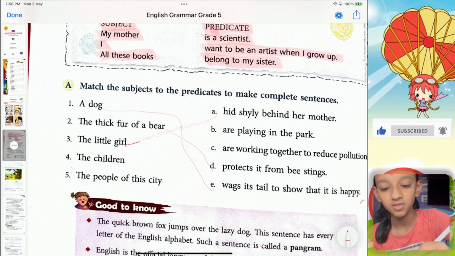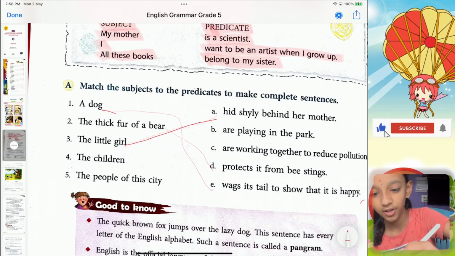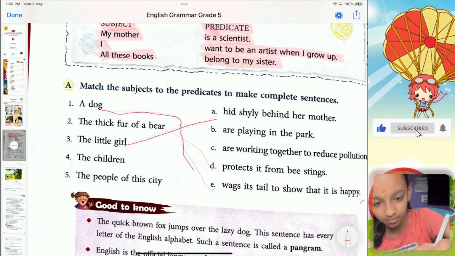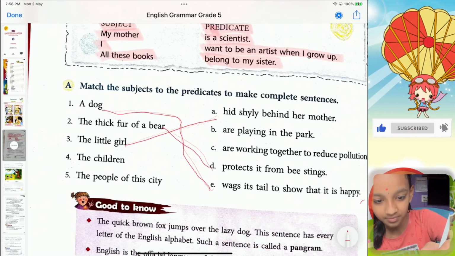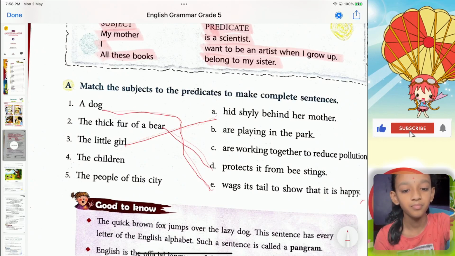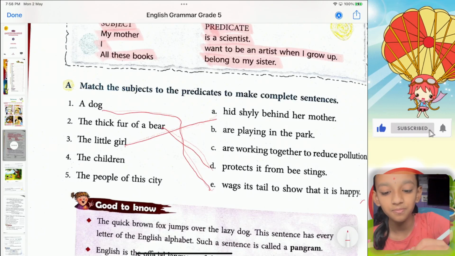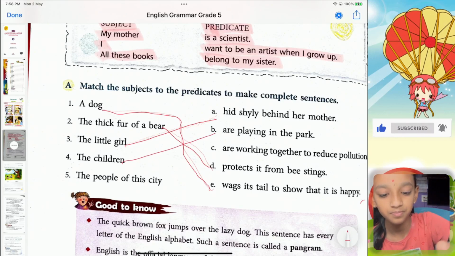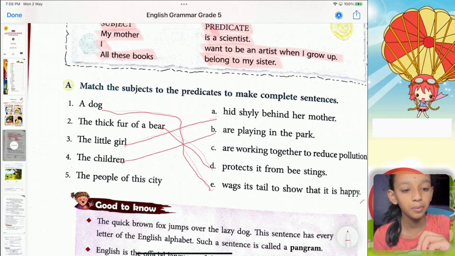Just do these one more time. Okay, the children is a subject and what is the predicate? They're playing in the park. Correct. Are playing is the verb, so it becomes the predicate.